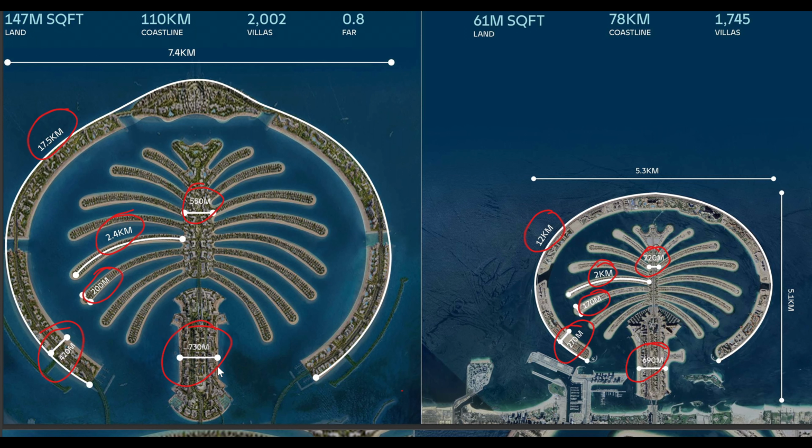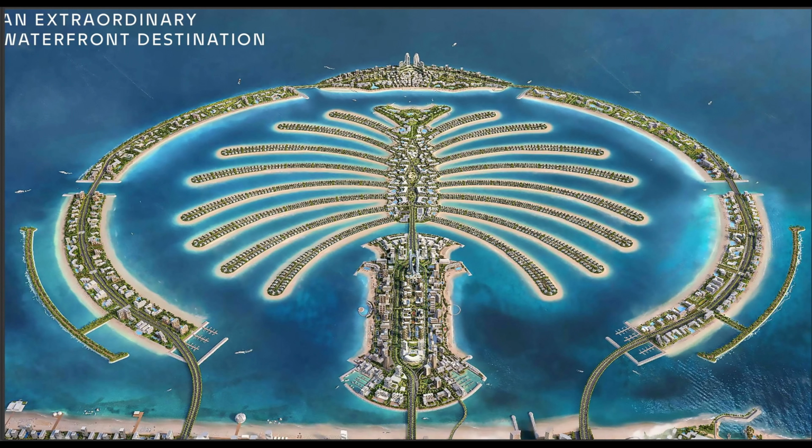When we look at the spine, it is 220 meters wide in Palm Jumeirah and 550 meters wide in Palm Jebel Ali. The fronds' length is 2.4 kilometers, whereas it was 2 kilometers previously in Palm Jumeirah. The width of the fronds from the tip angle is 200 meters, whereas it was 170 meters in Palm Jumeirah. The total length of the crescent was 12 kilometers in Palm Jumeirah, whereas it is 17.5 kilometers in Palm Jebel Ali. The width of the crescent is 420 meters in Palm Jebel Ali, whereas in Palm Jumeirah it was 270 meters.